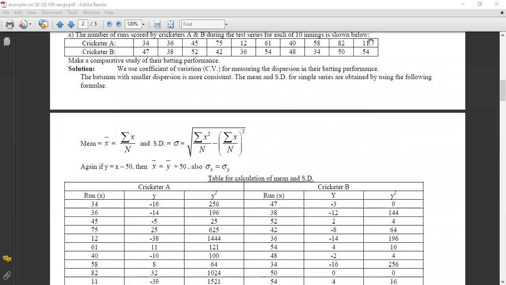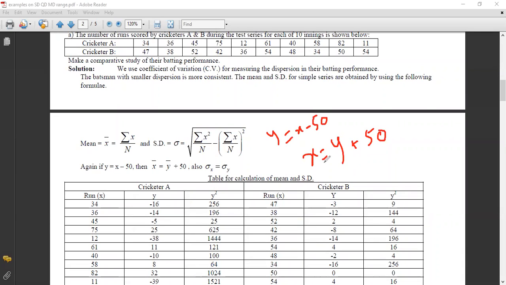Roughly, I repeat again. Similarly, for the cricketer B, I use the same technique. Roughly, I assume on an average, the average run is 50. Maybe if you calculate using the arithmetic mean formula, may not be the exact value is 50, but it looks like almost equal to 50. So the change of scale formula is y equal to x minus 50, or you can write x equal to y plus 50.